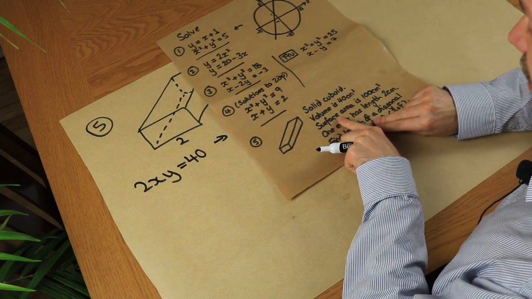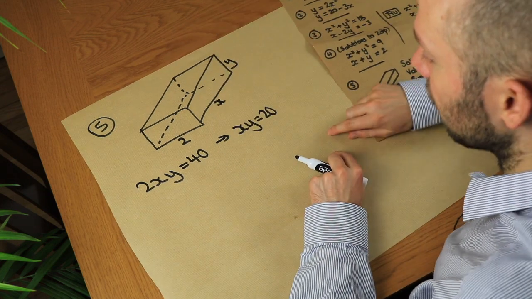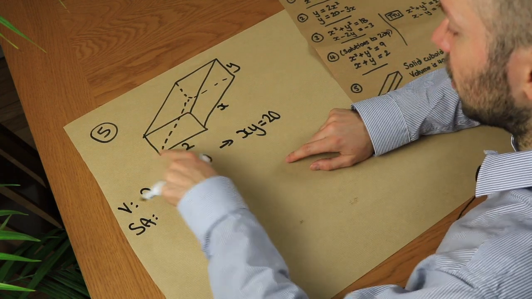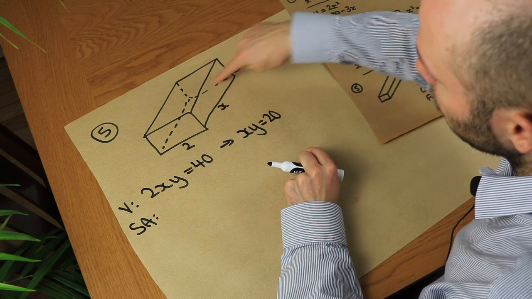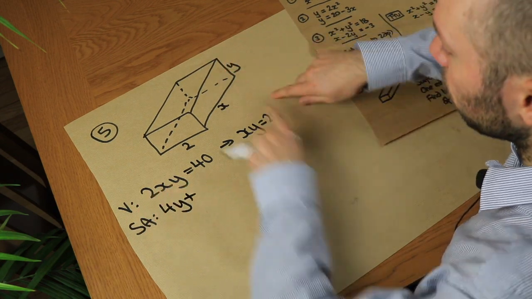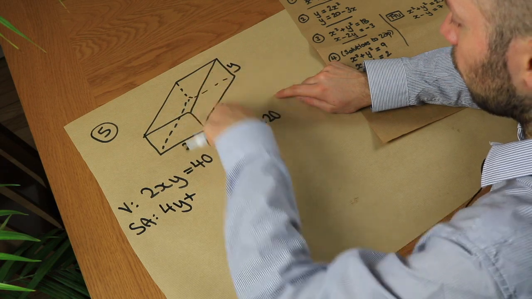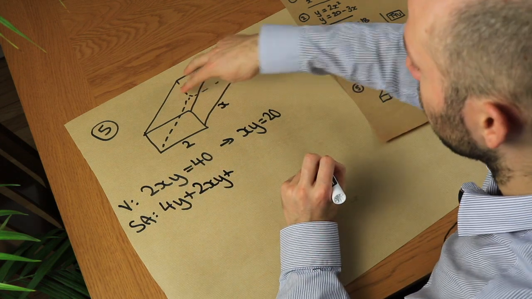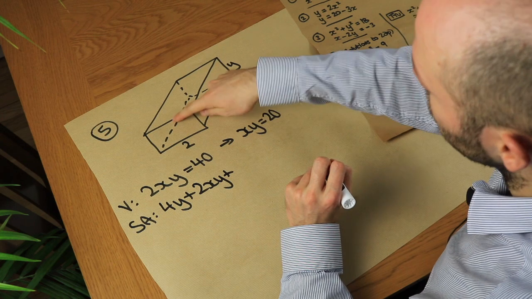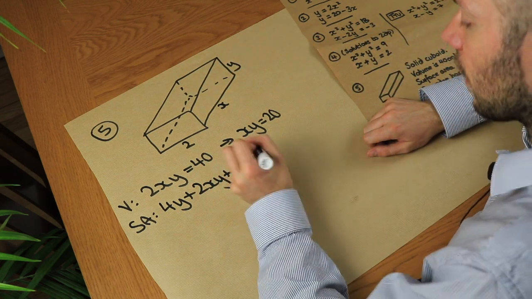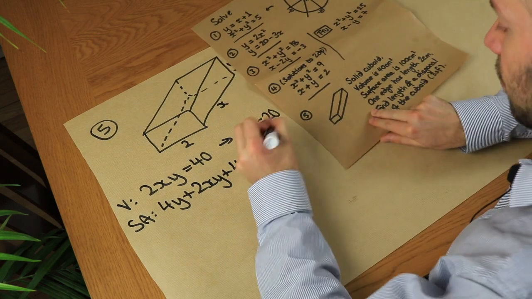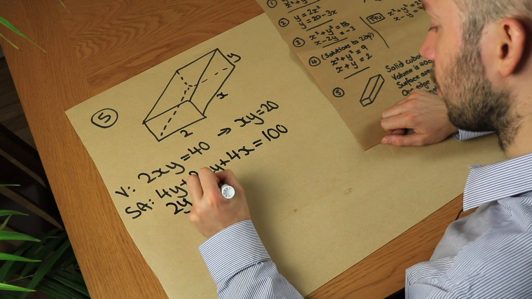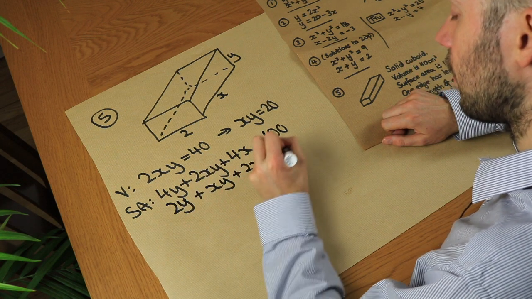Now we're also told the surface area is 100 centimetres squared. So what is the surface area? Well, we've got this surface area here, which is 2 times y, and we've got another one over here, so we've got 4y. We've also got this area here on the surface, which is x times y, but we've got another one on the other side, so we've got 2 lots of xy. And then we've also got the top and the bottom. Now the bottom is 2x and the top is 2x, so we've got 4x. And we know that total surface area is equal to 100, as we're told. And again, we could halve this to get 2y plus xy plus 2x is equal to 50.